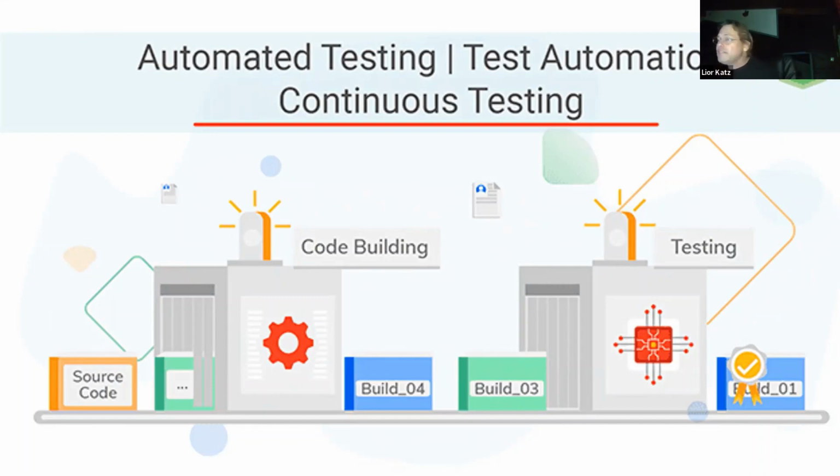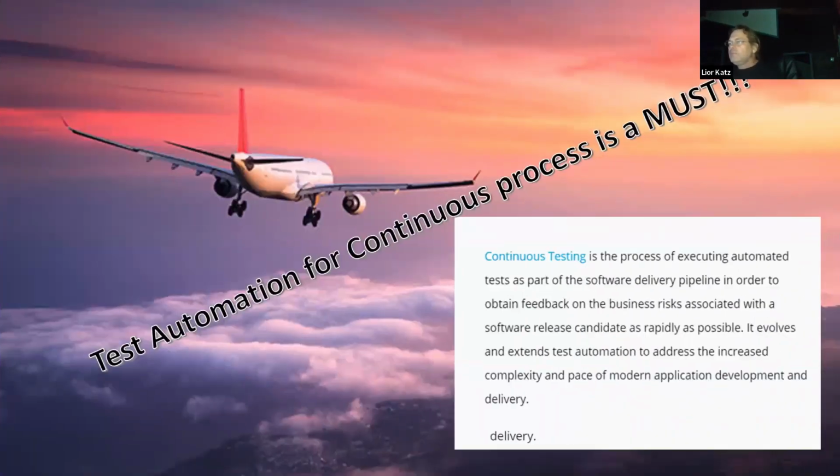Continuous testing says that I need to test my system all the time. All the time that the build is running, I want to test my system. I want to run test automation, and I want the system to be tested after each stage of the continuous process or the pipeline. I want to hold a testing process at every stage of this continuous process, or pipe, or whatever you call it. So this is continuous testing, and we're saying that without testing automation, we can't hold continuous testing for sure. Test automation for a continuous process is a must.